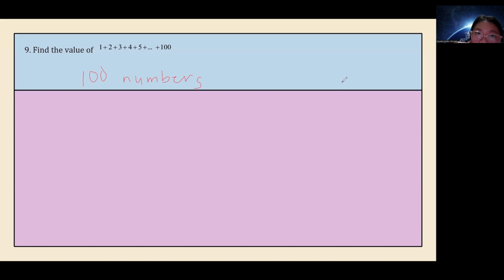Okay, so what we can do is Gaussian addition, in which we need to find pairs of numbers that we can add, and those pairs will have the same sum each time. Okay? So let's try to write our expression here. Let's say we have 1 plus 2 plus 3 and so on. You put 3 dots when you want the expression to continue. And then we write here 98 plus 99 plus 100.